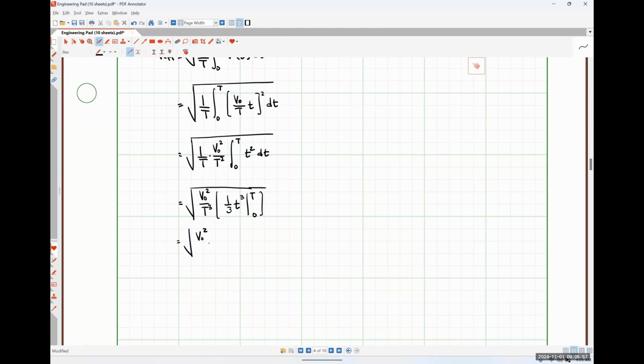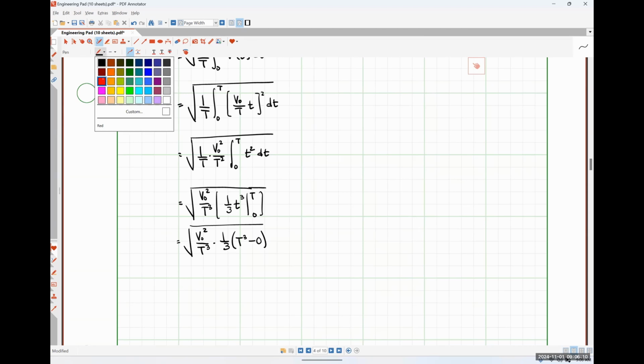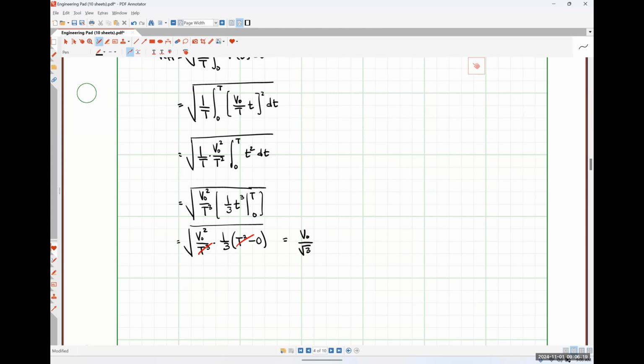So this is going to look like v naught squared over t cubed times a factor of 1/3 times t cubed minus 0. The t cubed cancels the t cubed, and we are left with simply v naught over the square root of 3 as our effective value. So whatever the peak value of our triangular wave is, divide that by √3, and we have our effective value.